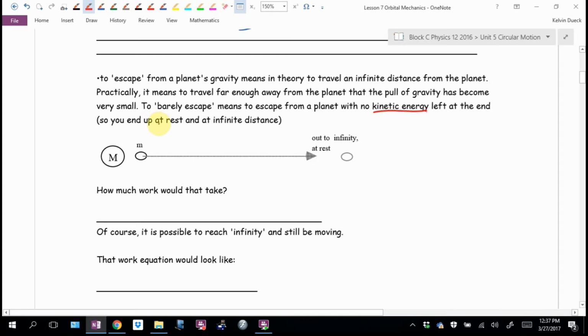Or in other words, you end up at rest and at an infinite distance. Dylan, what does this question want me to find? How much work? Well, I guess what's my final kinetic energy, Dylan? Zero. And let's assume we're taking off from the North Pole. We're going to start at rest. I think we can say that.